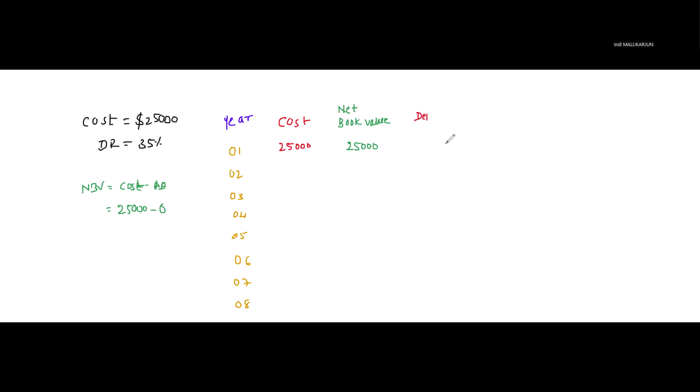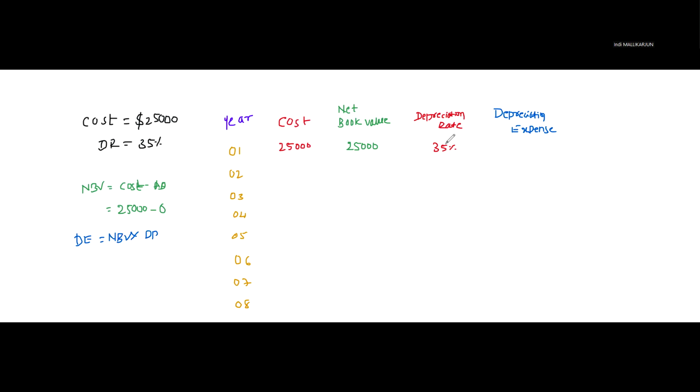Depreciation rate is how much? It is 35%, right? Next, now what is depreciation expense? How will we calculate this depreciation expense? Depreciation expense is equal to net book value into depreciation rate.